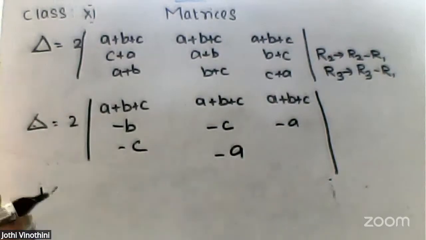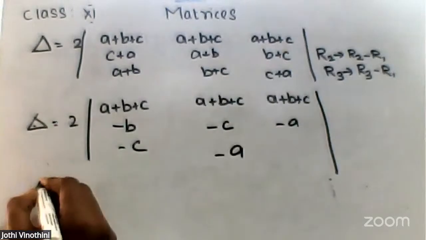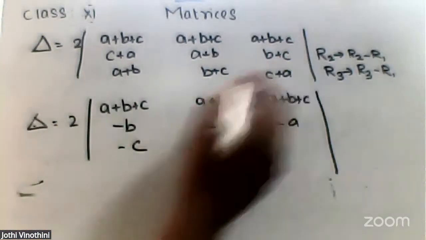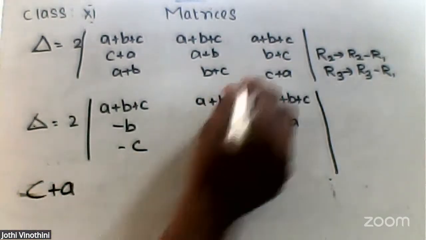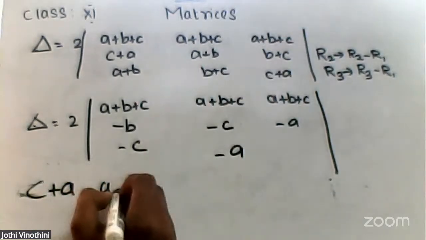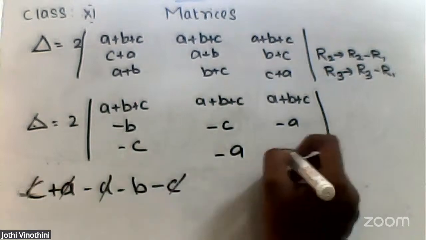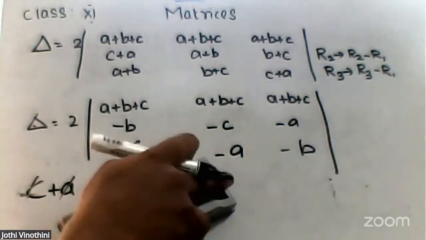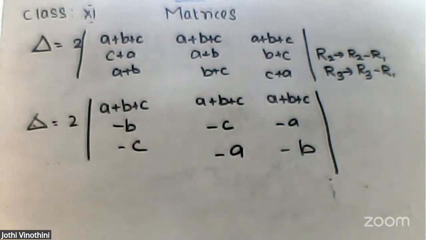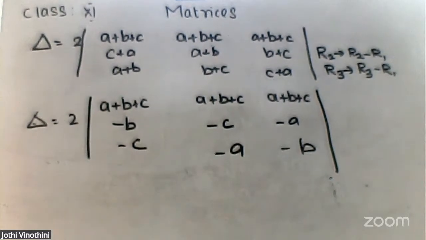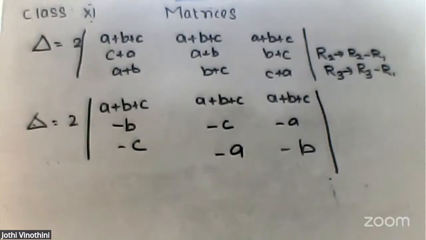And what is R3 here? C plus A. And what we have here? R1 minus A minus B minus C. So C and A will cancel. We will have minus B. Clear? So this is the step we did up to now. So now we are going to touch R1.